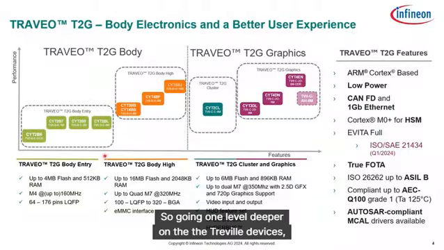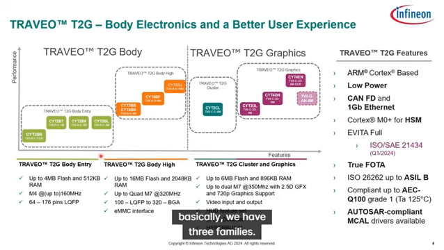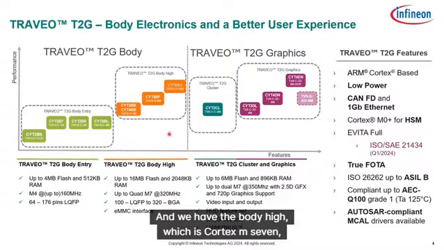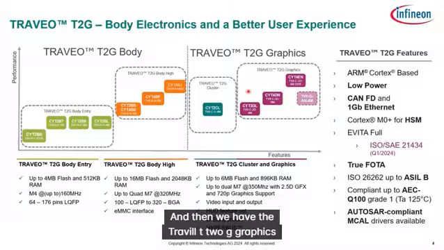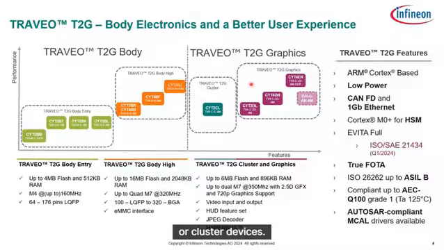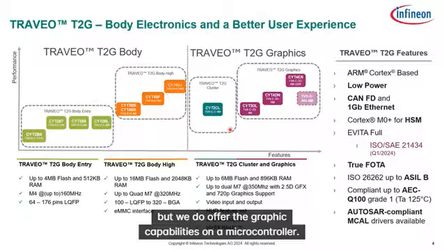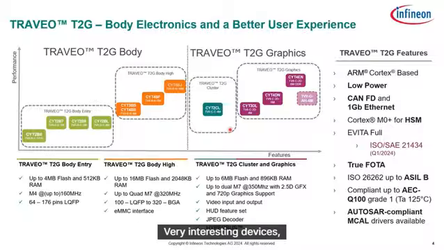So going one level deeper on the TRAVEO devices, basically we have three families. The TRAVEO body devices are general purpose microcontrollers, where we have the body entry, which are Cortex M4 devices, and the body high, which is Cortex M7, starting with single core up to quad core. And then we have the TRAVEO T2G graphics or cluster devices, and for these the peripherals are exactly the same as the body, but we do offer graphic capabilities on a microcontroller. Very interesting devices, very good to use.